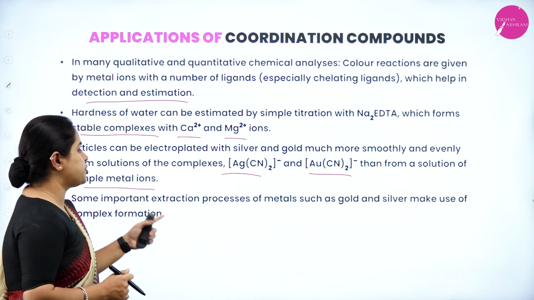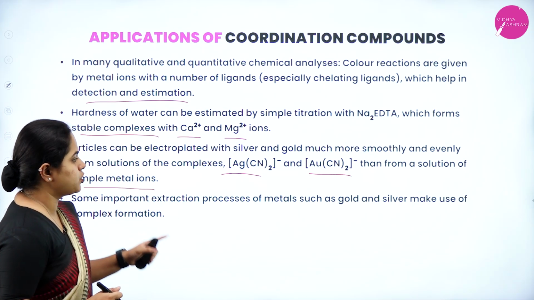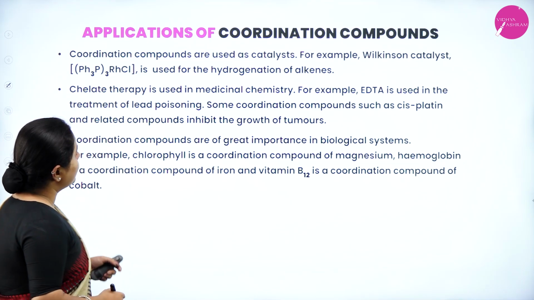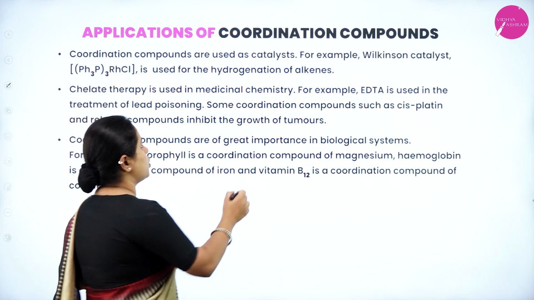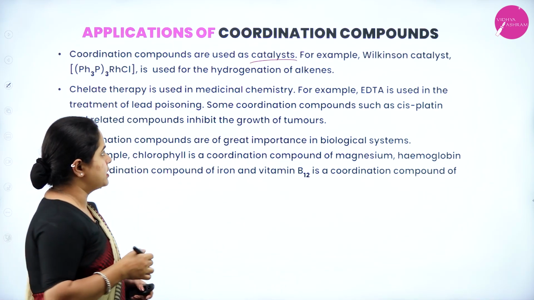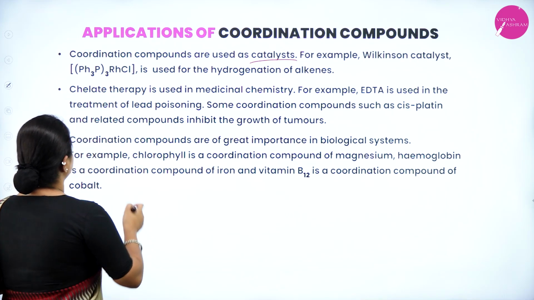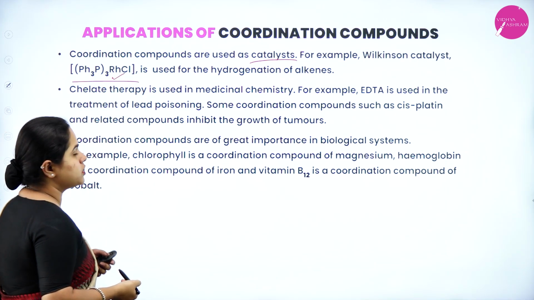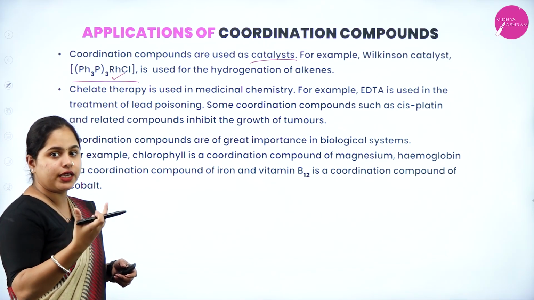Now some important extraction processes of metals such as gold and silver make use of complex formation. Coordination compounds are also used as catalysts, which is also very important. For example, Wilkinson catalyst, which is [(Ph3P)3RhCl]. Rh stands for rhodium. This is a coordination compound of rhodium called Wilkinson catalyst.